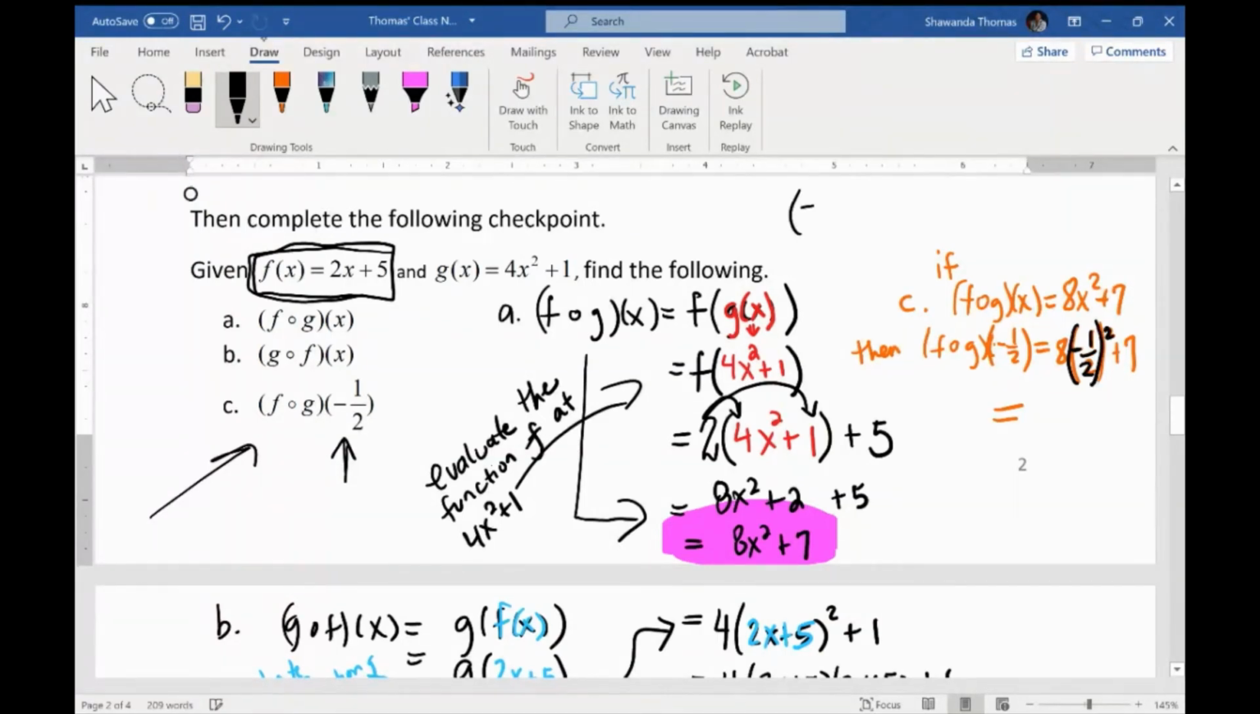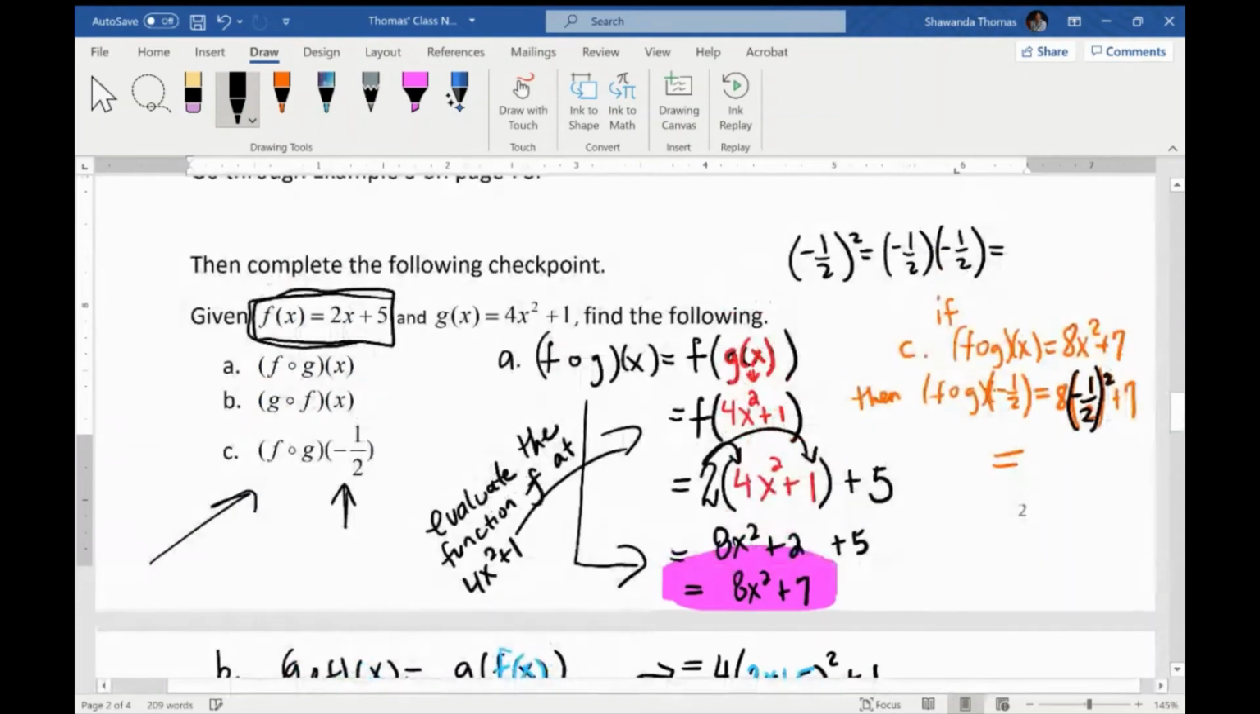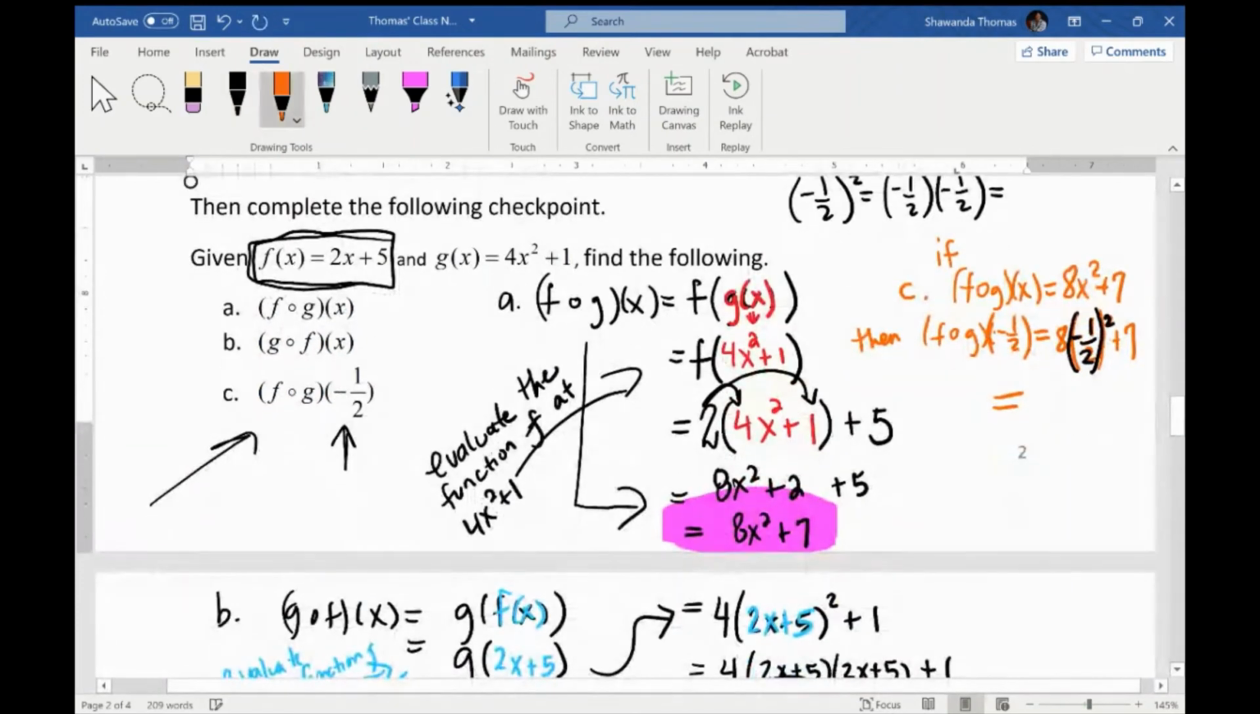So -1/2 squared, all that means is -1/2 times another -1/2. All that means is multiply the numerators and multiply the denominators. So what do we get? 1/4. Yep, 1/4. Because -1 times -1 is +1. 2 times 2 is 4.